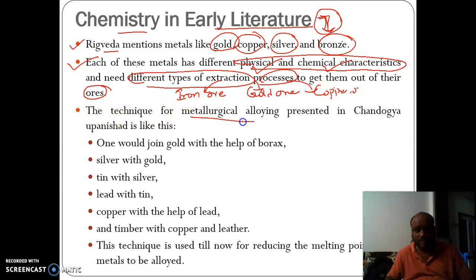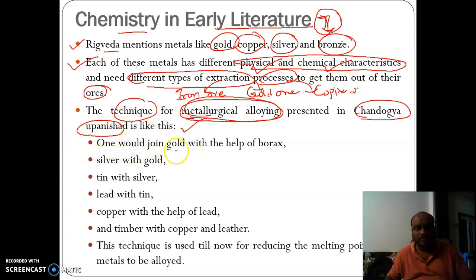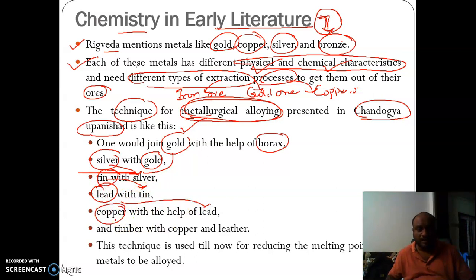The technique for metallurgical alloying in the Chandogya Upanishad is as follows. One would join gold with borax, silver with gold, tin with silver, lead with tin, copper with the help of lead, and timber with the help of copper and leather. This technique is used till now for reducing the melting point of the metals to be alloyed.